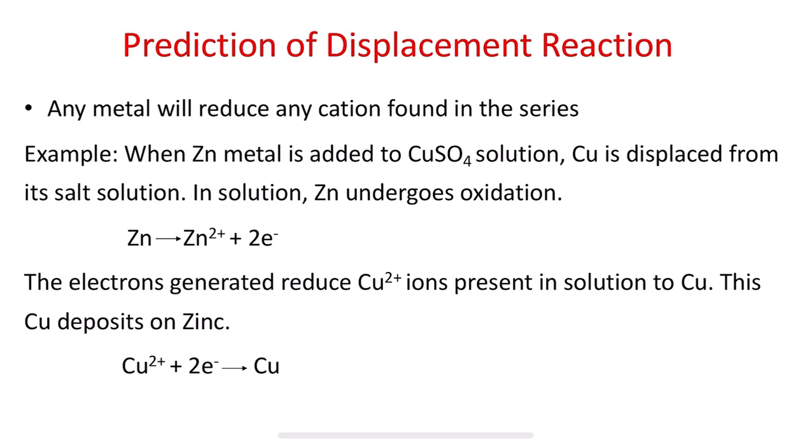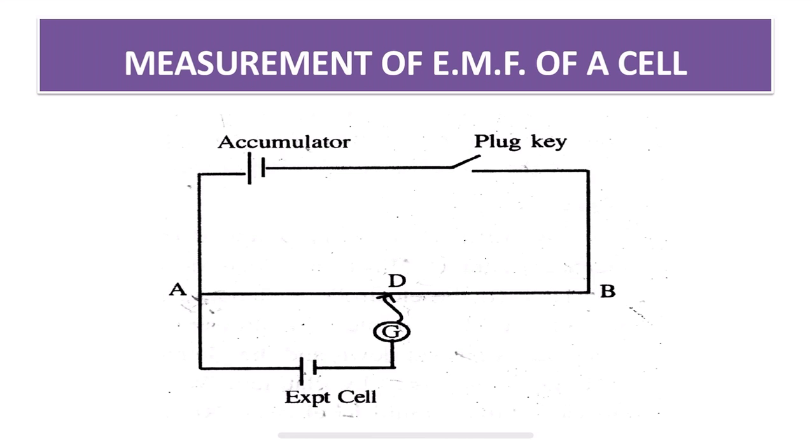to Zn2+. And the overall E.M.F of the cell also can be calculated: E cell, that is E.M.F of the cell, equals E.M.F of nickel minus E.M.F of zinc. So these are the four important applications of electrochemical series. So next, let us move on to how to measure the E.M.F of a cell.